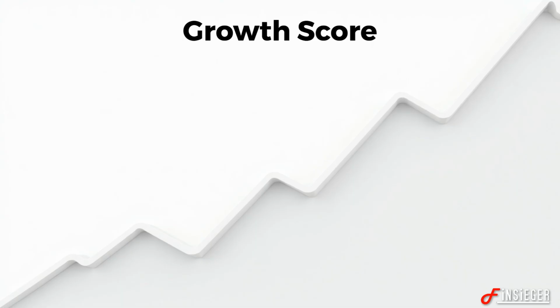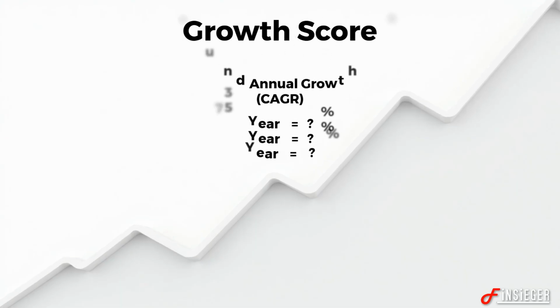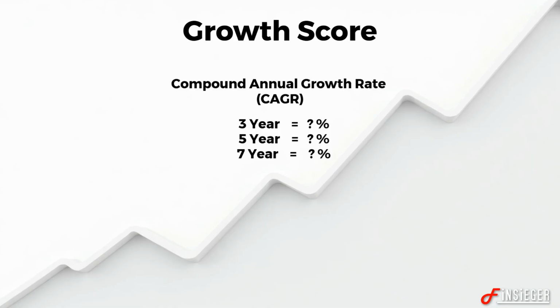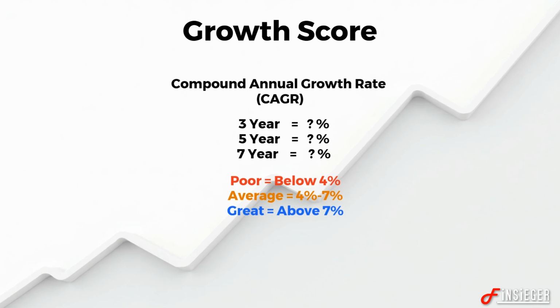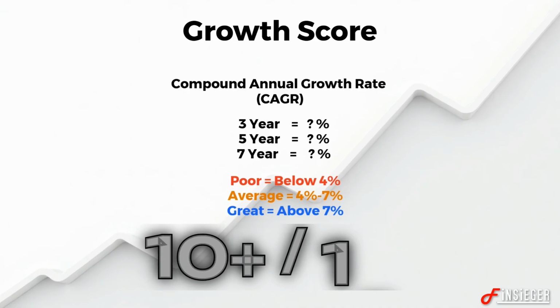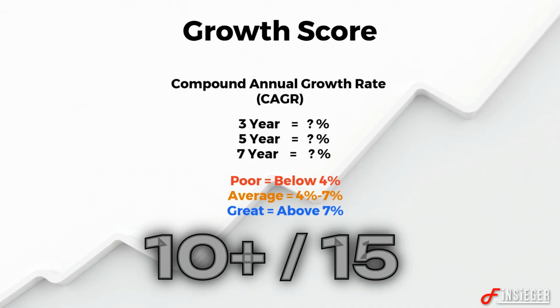Next is growth score. Growth score is completely company specific, where we check the past 7 years' performance of revenue growth. Below 4% growth is considered poor. Average growth is from 4 to 7%, and above 7% is considered amazing. Depending on those factors, we have a final score. A score above 10 out of 15 is outstanding. Lower scoring stocks are not considered as growth stocks.